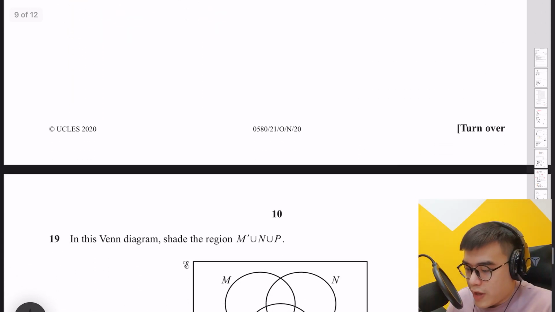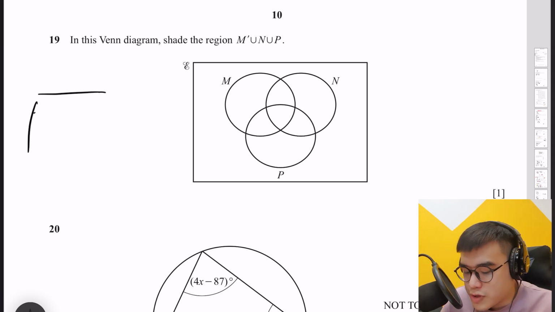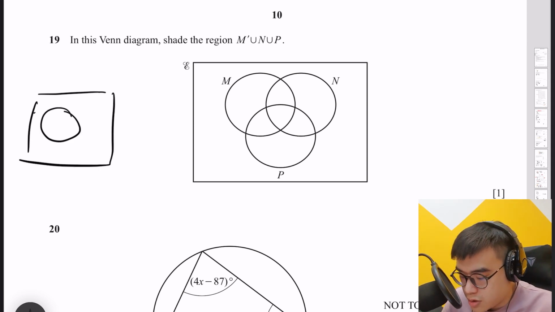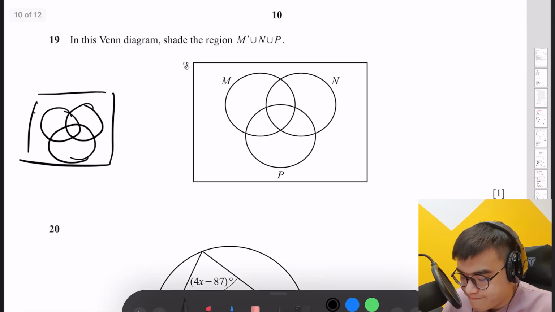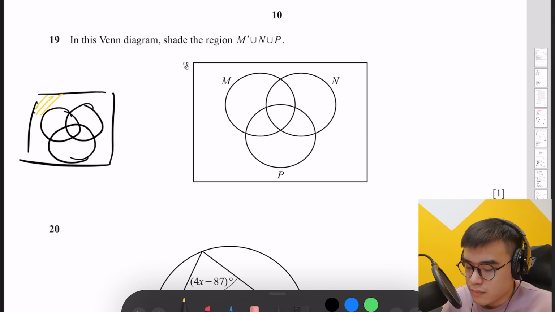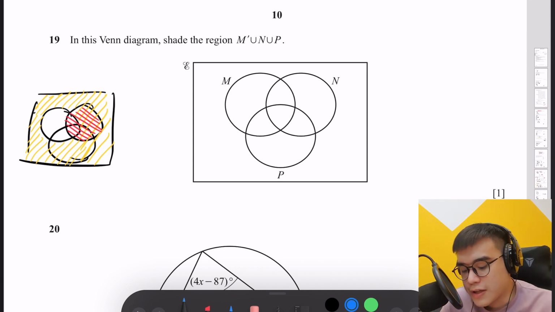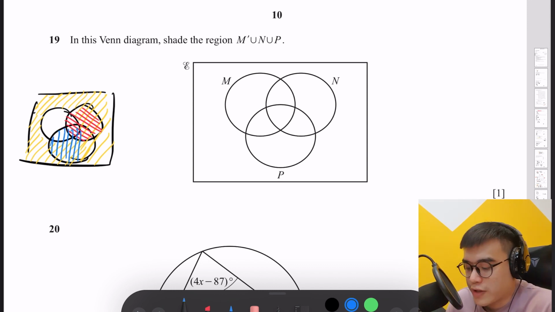So moving on, we have question 19 here. To make your understanding better, I actually illustrate it at the side. Okay, everything other than M, I'm using a color, which is yellow here. Then union with N. So I pick another color and then shade the N with a different direction. Then union with P. So I pick another color again and shade out the P over there.